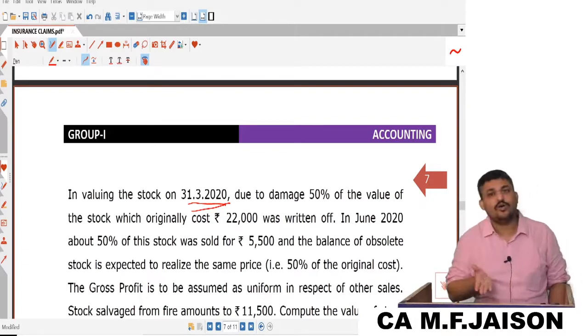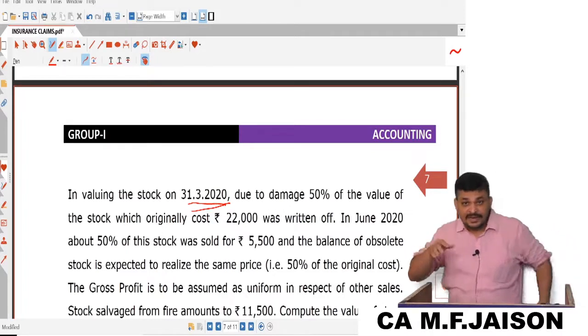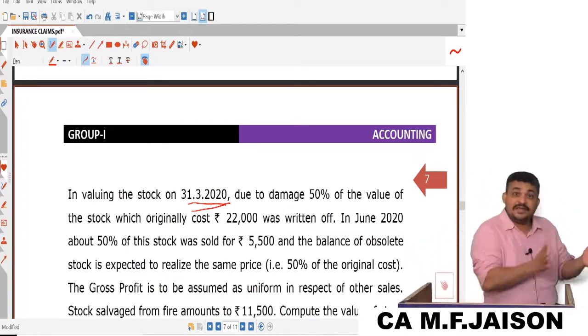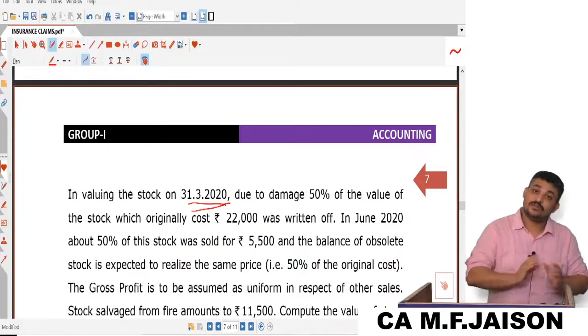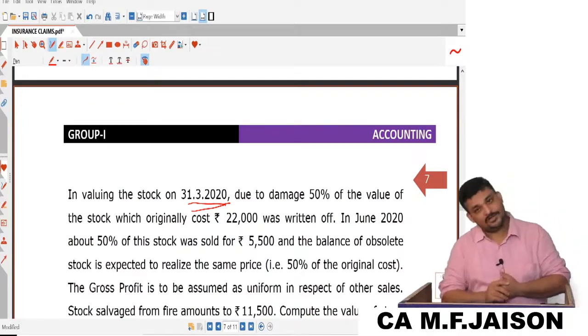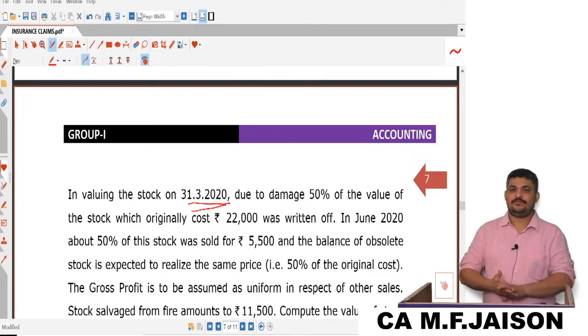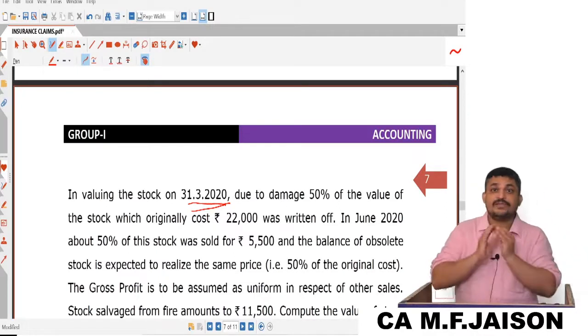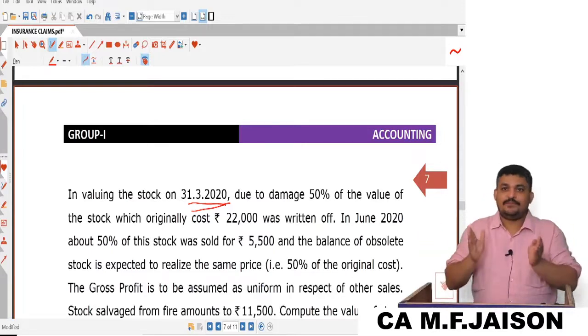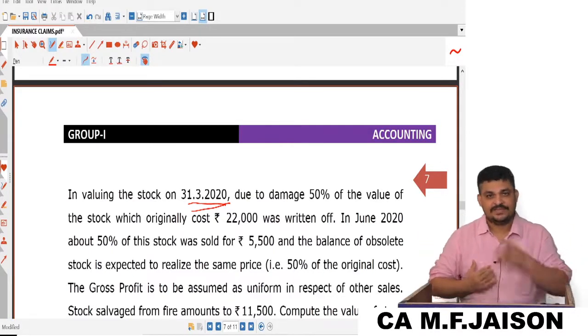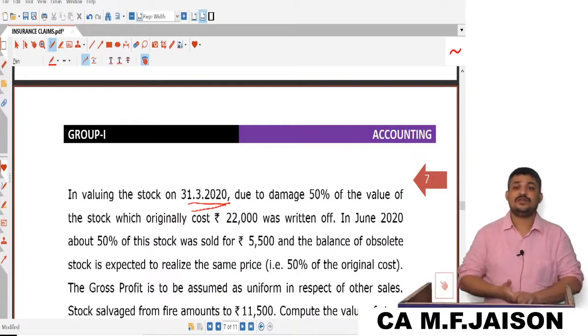Sir, is it sold? No, sir. Sales happen in the current year, not in the previous year. So both approaches are possible. You can do the restoration approach or the complete elimination approach. Maybe orally, theoretically, we will discuss both the methods, but I will follow one method only. Correct? So how do we go for the restoration approach?